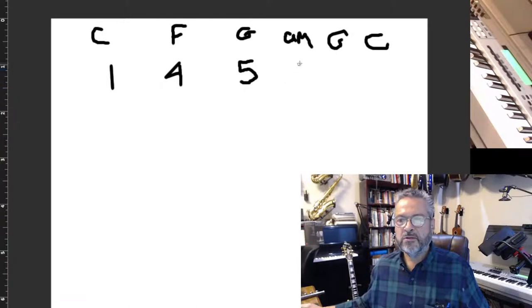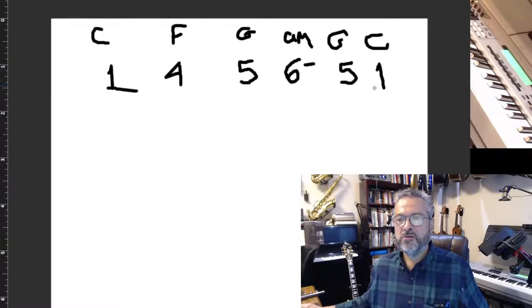And then we go to a six, the sixth note, and you'd write a little M, or you'd write a dash, meaning minor. This is Nashville numbering. Then you'd write a five, and then you'd write one again. Arabic numerals, one and all.